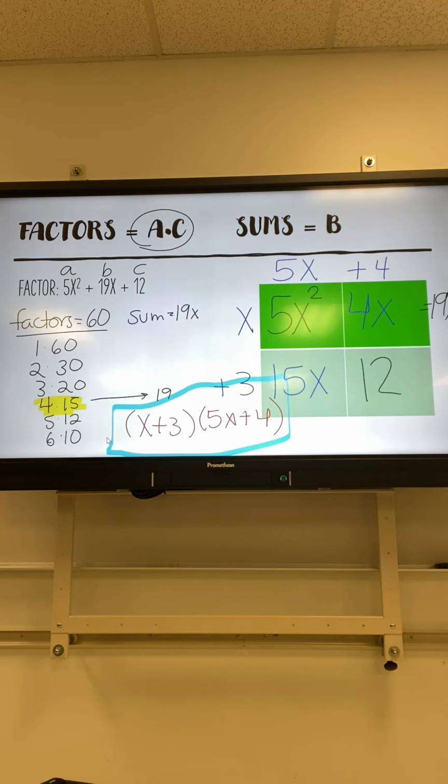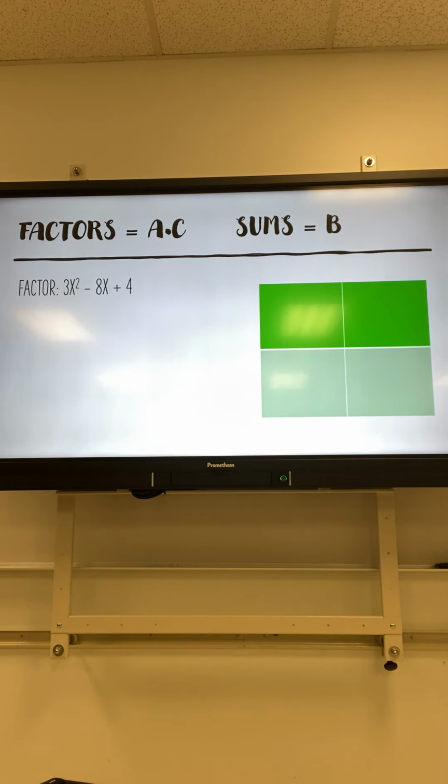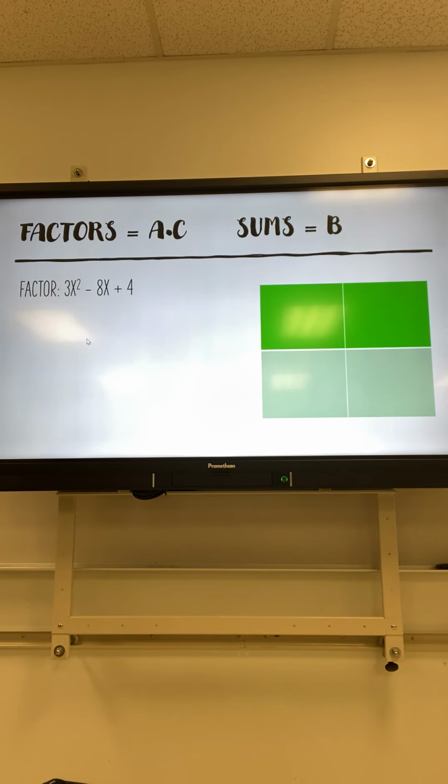All right, what I want you to do on the next one is I want you to pause the video, see if you can set up your factors and your sums, and see if you can write your factors.